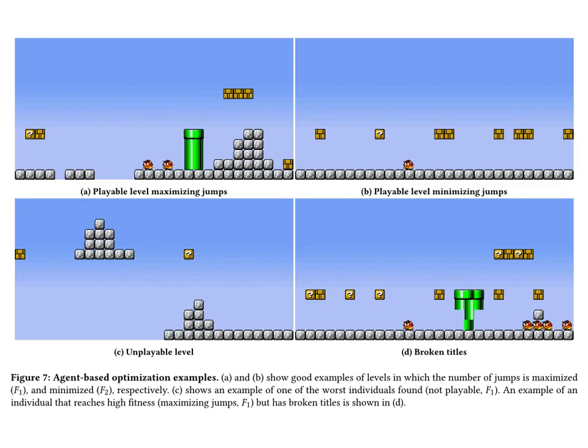Here are some examples of what can be evolved. Playable level, maximizing jumps. Playable level, minimizing jumps. These are the two top ones. And then we have an unplayable level. It indeed looks very unplayable to us. And one with broken tiles. You see the pipe is completely wrong in various ways.